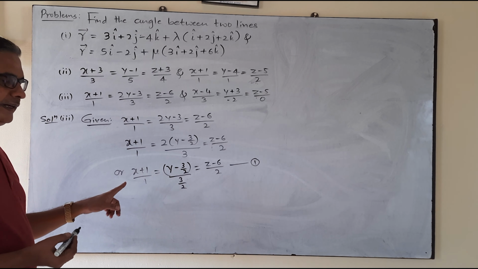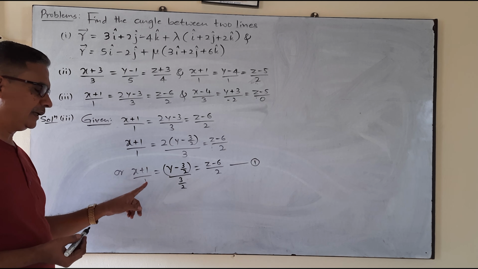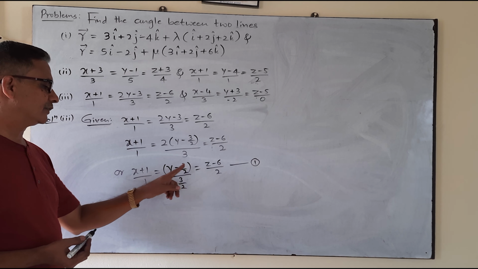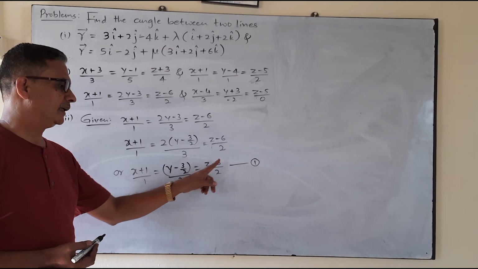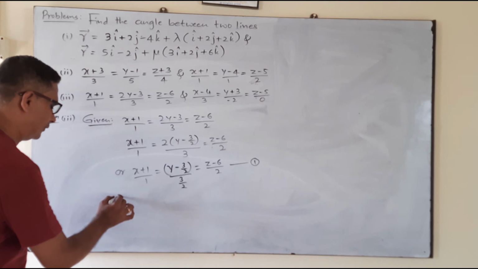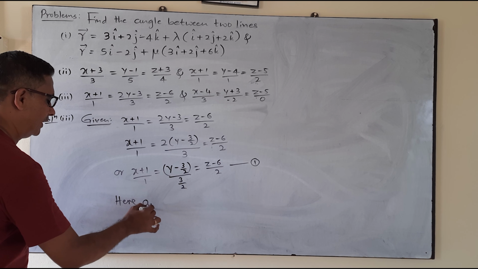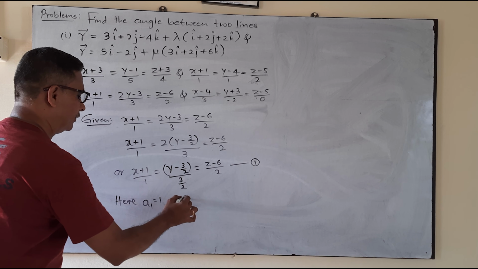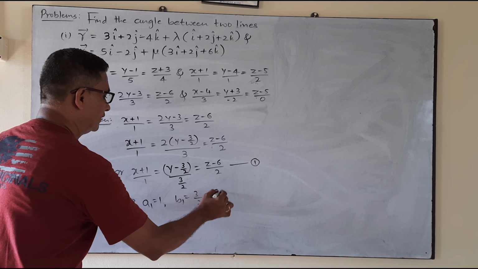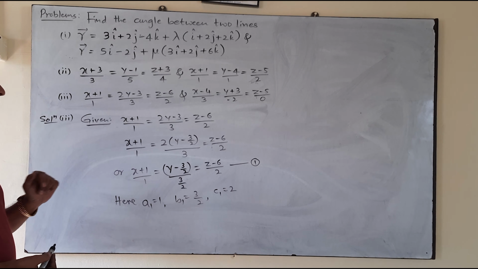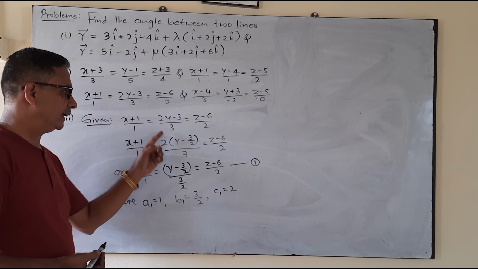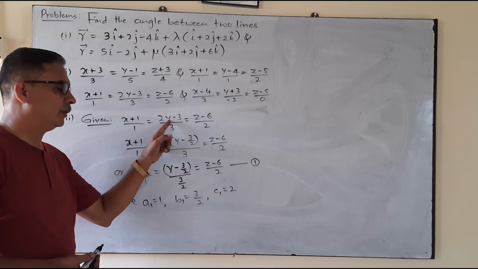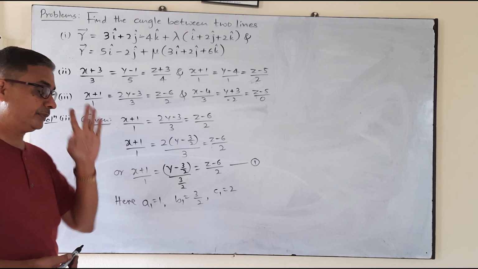Now clearly it is in the form (x minus x1) divided by a1, (y minus y1) divided by b1, (z minus z1) divided by c1. Now here a1 value is 1, b1 value is 3 by 2, c1 value is 2. You have to look at this. Without looking, you should not directly take a1, b1, c1. The coefficients of x, y, z should be 1.